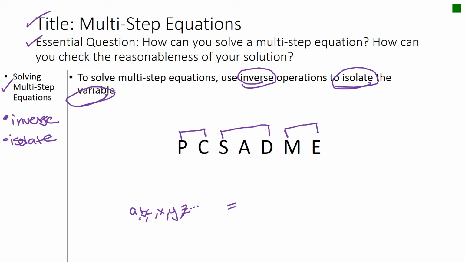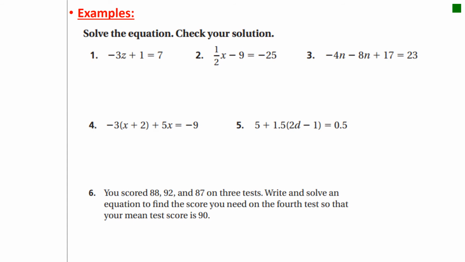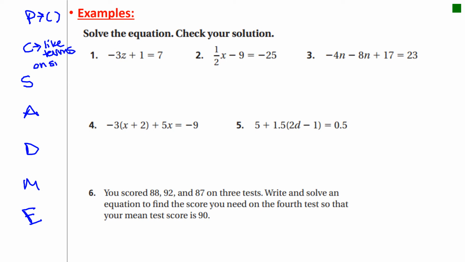Okay, let's get started on our example. All right, guys, we have 6 examples we are going to go through, and I'm actually going to skip some of these just to keep our time balanced on our video. Remember, I like to use this acronym PC SAD ME to remember what order I'm undoing things. So first I'm going to undo parentheses, then I'm going to undo combining like terms on the same side.